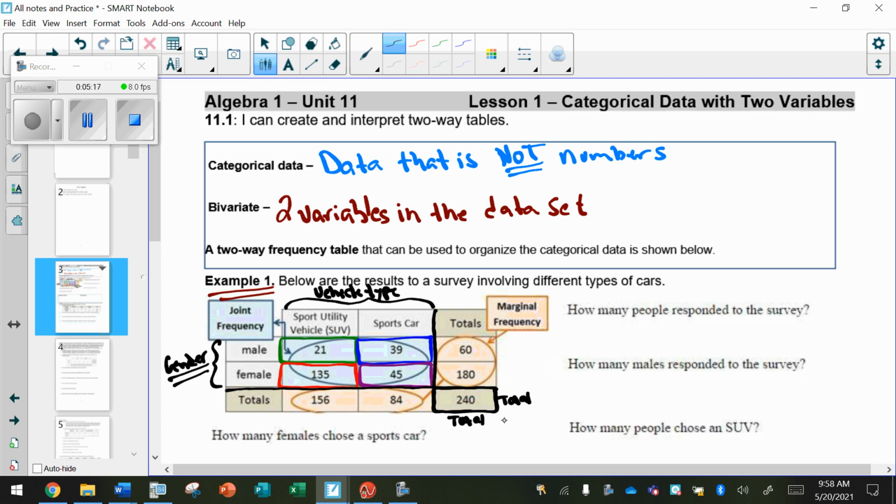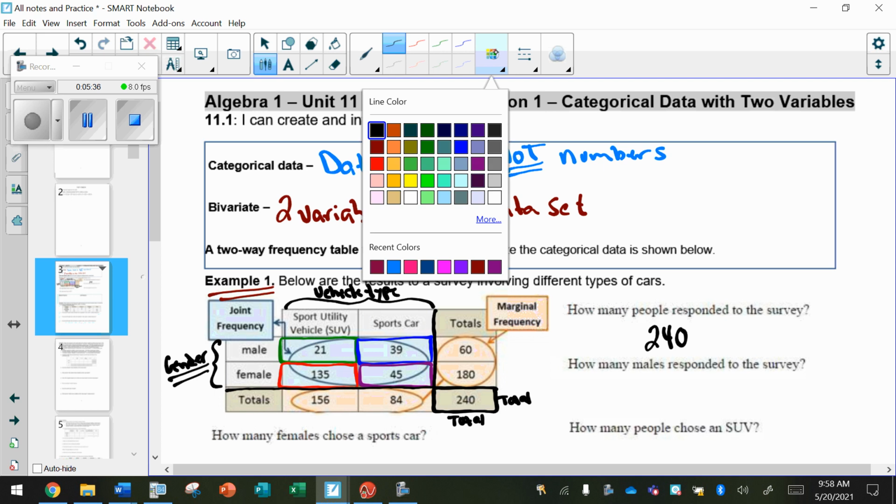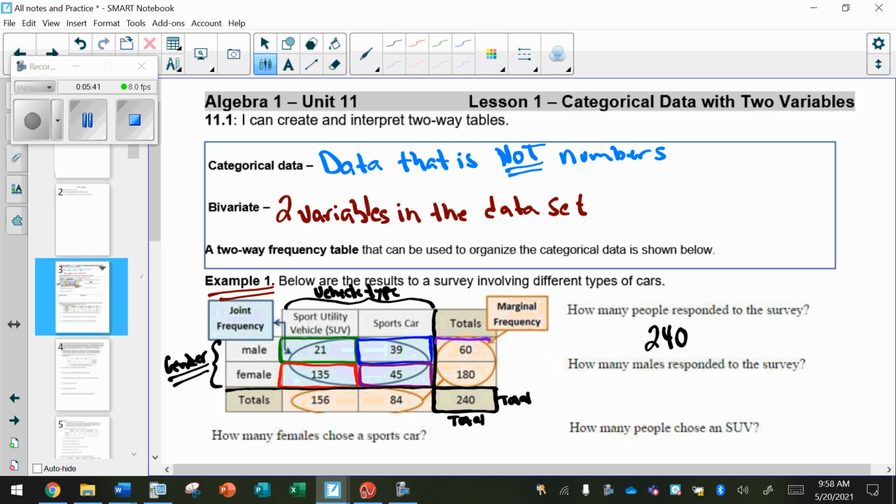So let's answer some basic questions. How many people responded to the survey? Well, that's our total, 240. How many males responded to the survey? So what was the total for people who identify as male? And that was our 60. So let's use purple, lighter purple. So that's 60. How many people chose an SUV? We were just talking about that. That's down here, the 156.